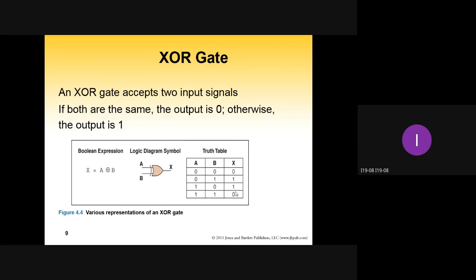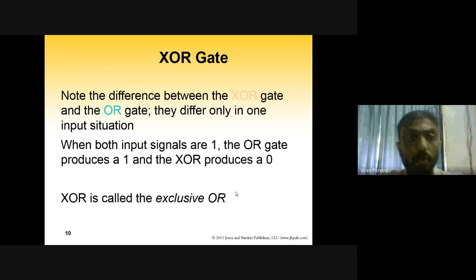Yes, sir. Cool. Now, note the difference between the XOR gate and the OR gate. They differ in only one situation, as I told you. 1 and 1 gives 1 in an OR gate, and 1 and 1 in an XOR gate gives 0. It is known as an exclusive OR, so you can see that EX. That is where EXOR comes from, which is also known as XOR.